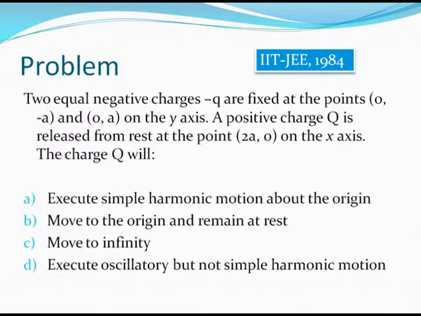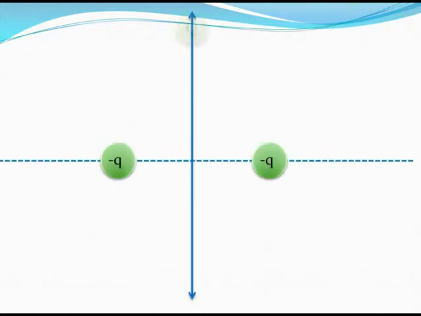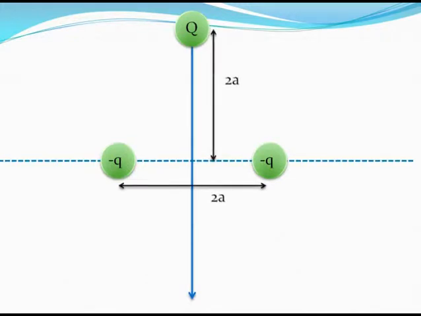This question is tantalizingly close to what we just studied. This is what is happening in this question. Two charges minus q and minus q are placed on the axis as shown. A charge capital Q is placed at a distance 2a from the origin. As you can see, the two minus q charges are at a distance 2a from each other. When the capital Q charge is released, what happens to it?